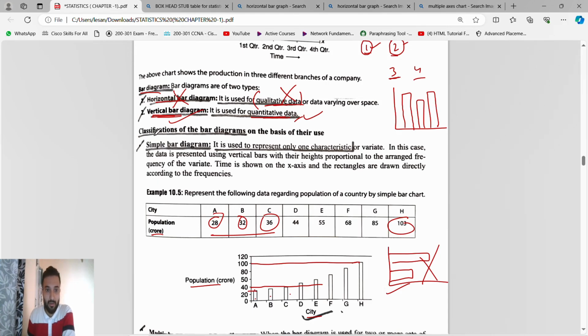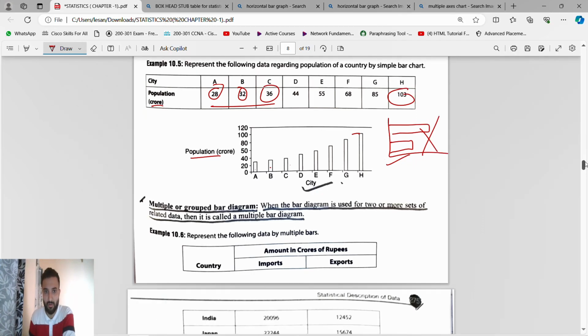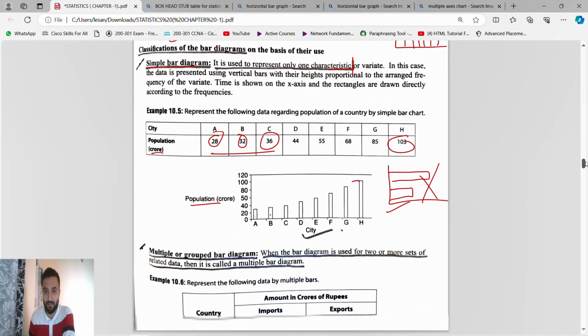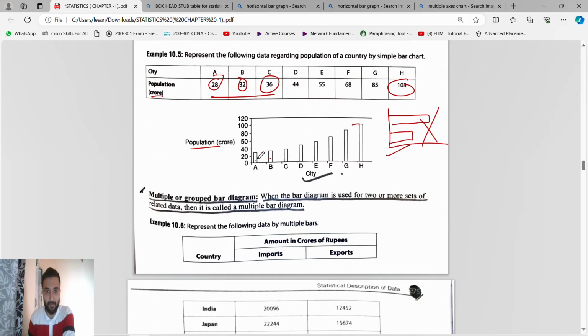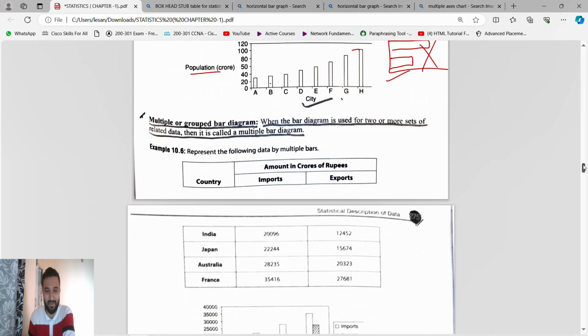Okay, now the classification of bar diagrams. The classification starts with the simple bar diagram. Simple bar means it is used to represent only one characteristic, guys. Only this thing is important. Like see this, only one characteristic. So what is it representing? It is representing the population over the cities, right? That's it. Only one characteristic. So this is what, the simple bar diagram, simple bar graph.